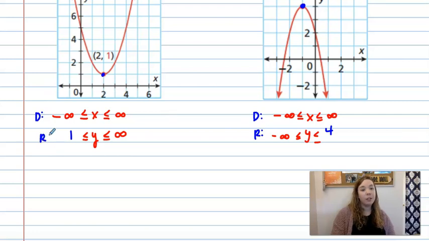Okay, that's the end of our notes today. You do have a short Delta Math assignment to work on where you are just identifying if the equations are quadratic or linear.